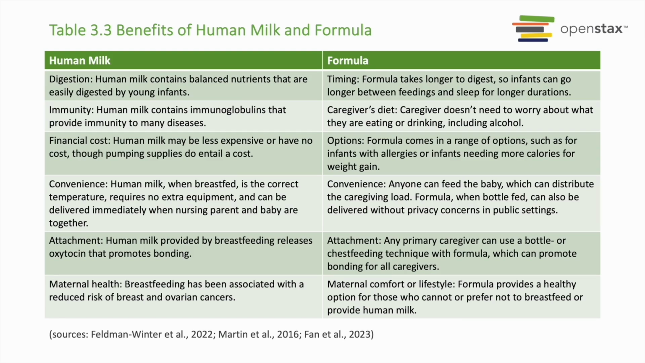Convenience. Human milk, when breastfed, is the correct temperature, requires no extra equipment, and can be delivered immediately when nursing parent and baby are together. Attachment. Human milk provided by breastfeeding releases oxytocin that promotes bonding. And maternal health. Breastfeeding has been associated with a reduced risk of breast and ovarian cancers.